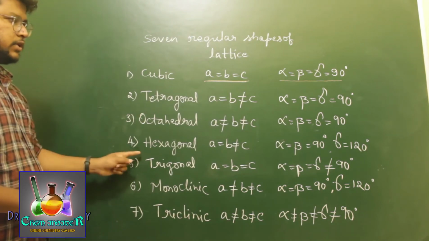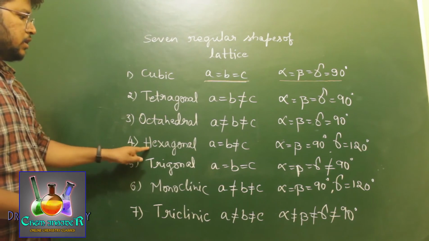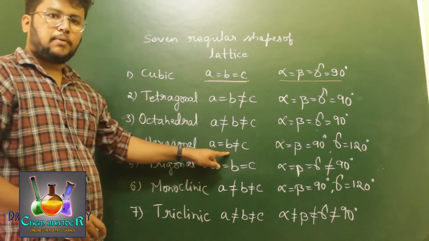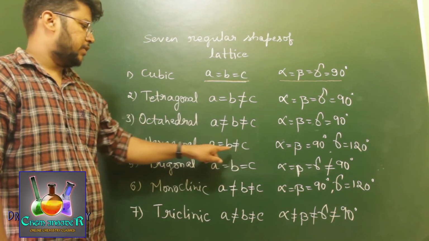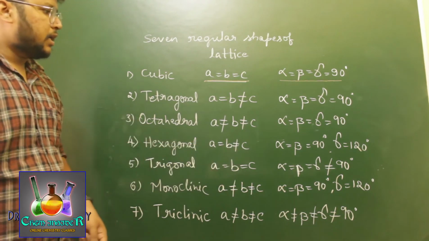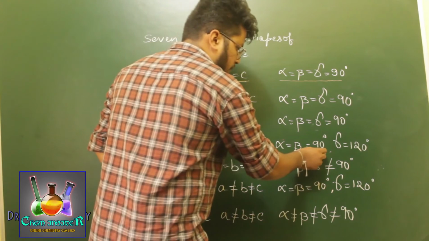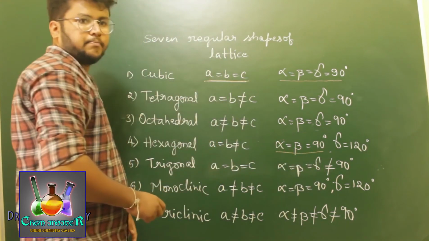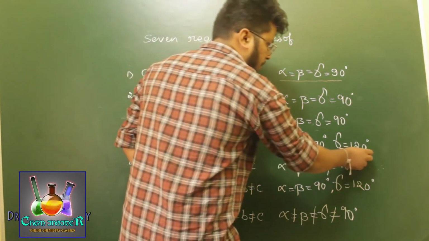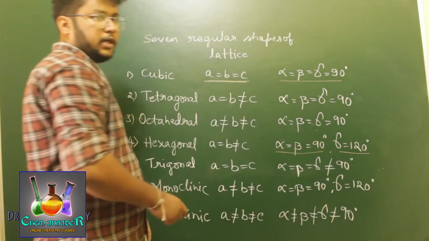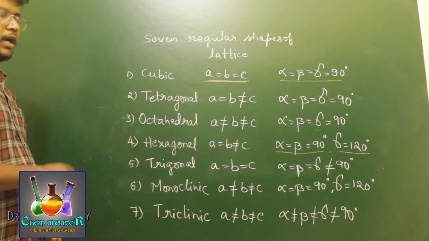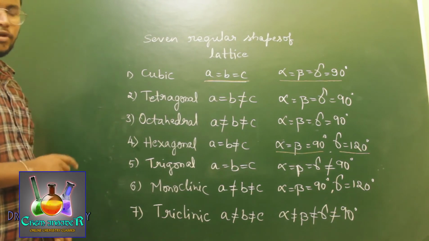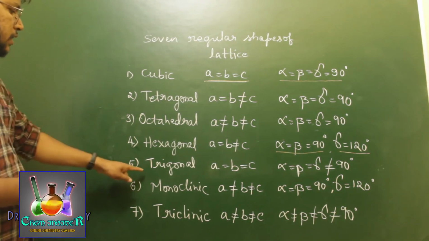Next, for the hexagonal, these have a similar to b, but they are not similar to c. That means c will be different when compared to a and b. And the angles are, remember this, alpha, beta will be 90 degrees, but the angle gamma will be 120 degrees. Angle gamma, that is the angle between a and b, will be 90 degrees. Sorry, 120 degrees.